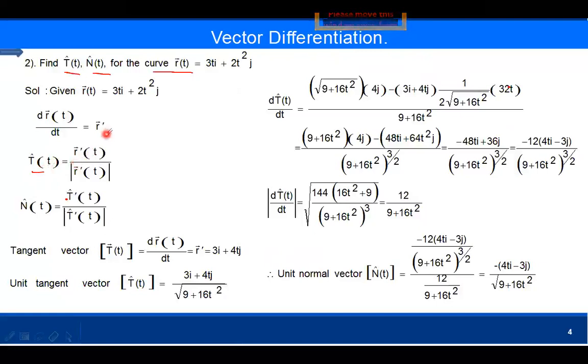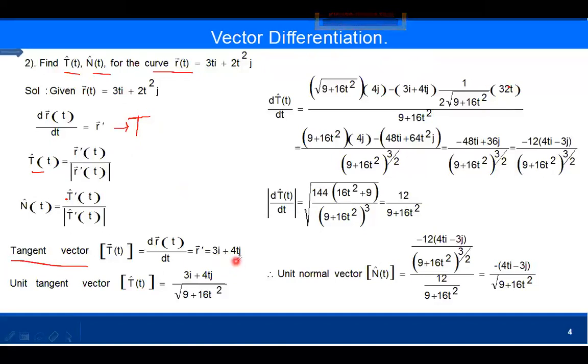If you know r bar dash, how do you calculate the unit tangent vector? It is this vector upon the magnitude of this vector. So first of all you have to find r bar dash, that is the tangent vector. The derivative of 3ti, derivative of t with respect to t is 1, so 3i into 1 is 3i. For t square the derivative is 2t, so 2t into 2 is 4tj.